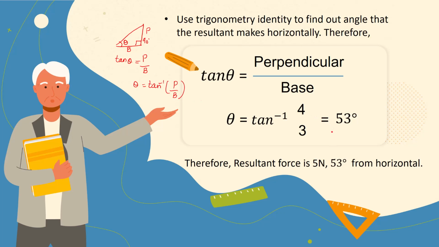Perpendicular is 4 and the base is 3. So there would be tan inverse of 4 over 3. You get the angle, which comes to be 53 degrees. It means that the resultant force is at an angle of 53 degrees with the positive x-axis. So the resultant force is 5 Newton, 53 degrees from the horizontal. In this way, you can calculate the resultant vector by both of these methods, by calculation or by the graphical method.